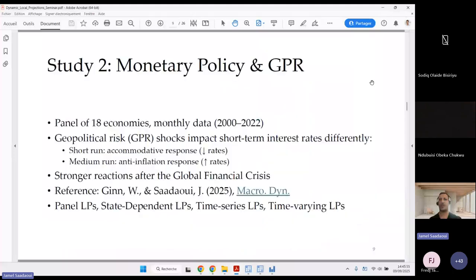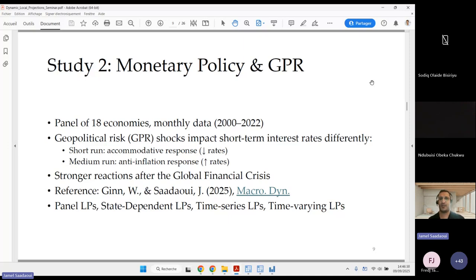So second, we are perfectly on time because we have reached the midpoint of the seminar. The second study is maybe interesting in a central bank. I presented this paper at Banque de France last October. So we have a panel data set of 18 economies, monthly data over almost the last 25 years. And what we discover was not in the literature, and I will be very happy to discuss that with central bankers, of course.